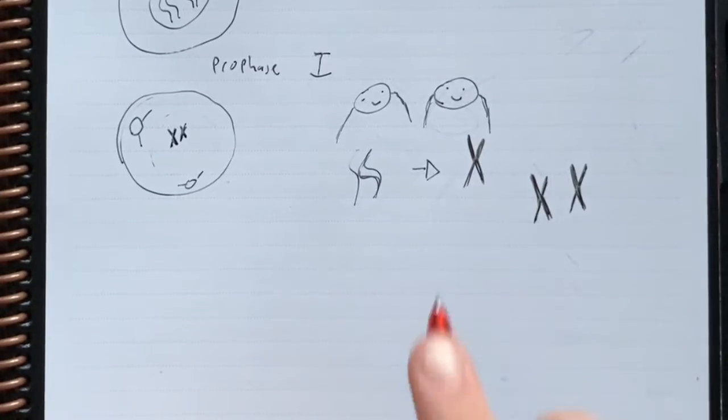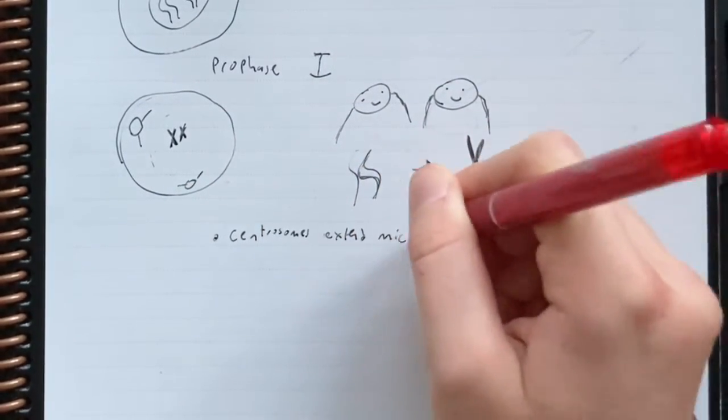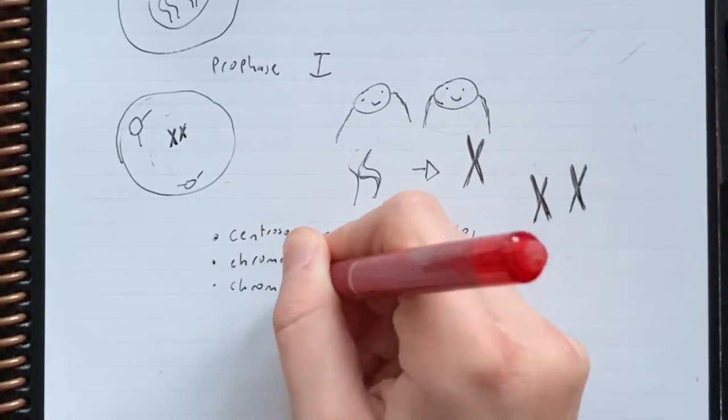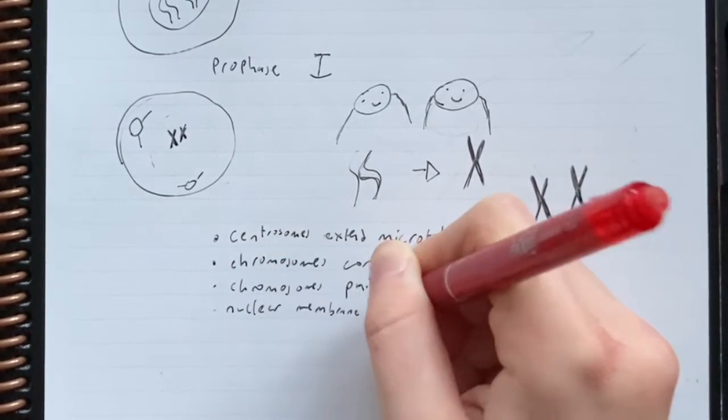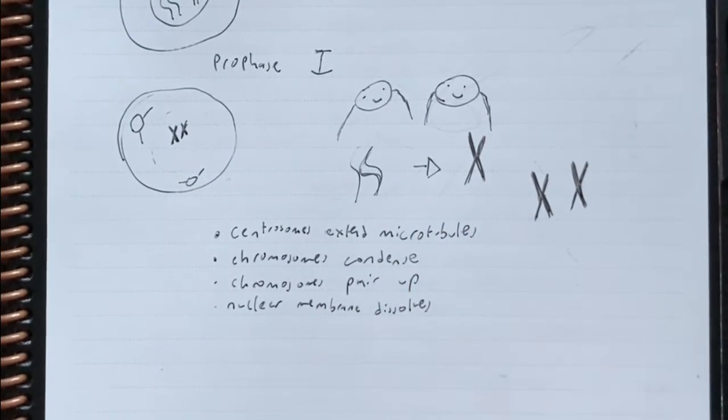Alright, so let's review the steps of Prophase I. Centrosomes extend microtubules. Chromosomes condense. Chromosomes pair up. Nuclear membrane dissolves. Awesome. And now we're going to go on to the next step, Metaphase I. Metaphase is kind of everything getting in order. Prophase was kind of setting the stage. Metaphase is like getting everything in its correct place, and then the later stages take it from there.